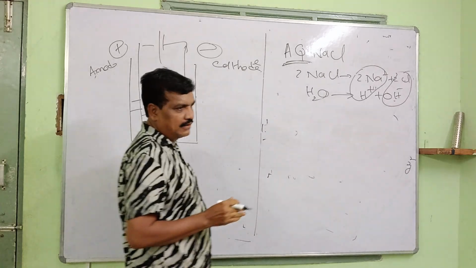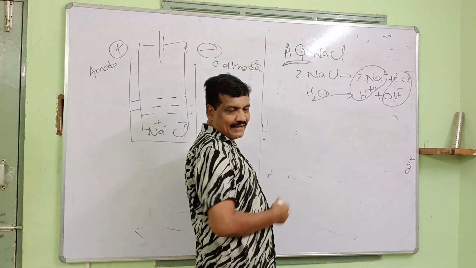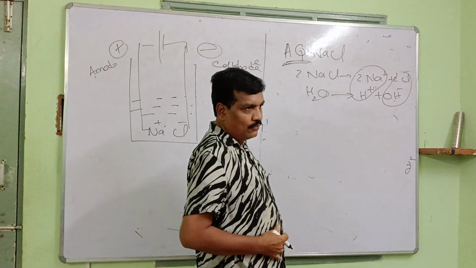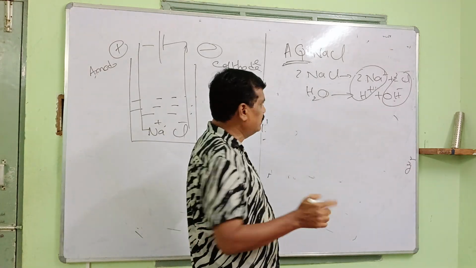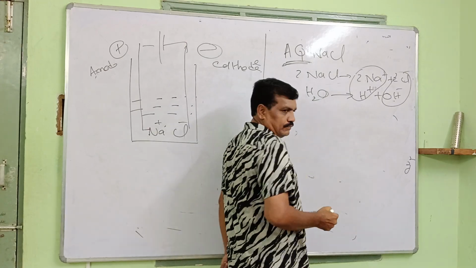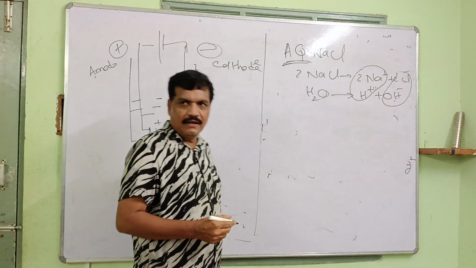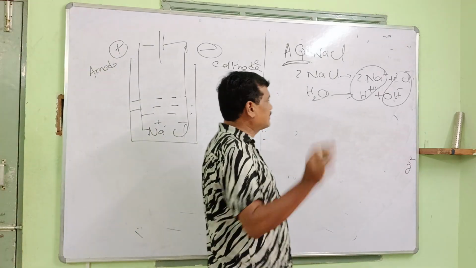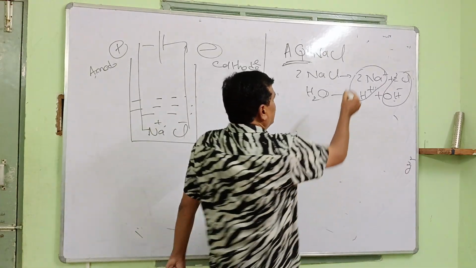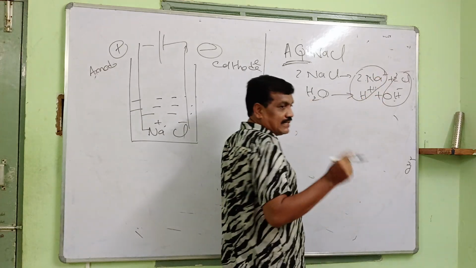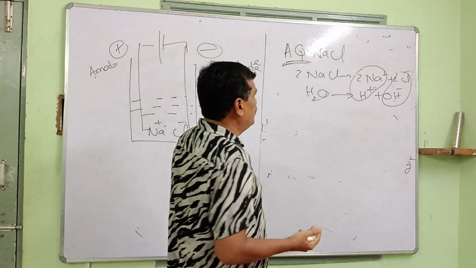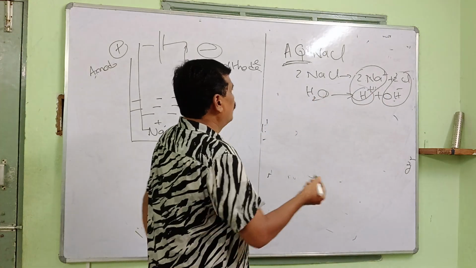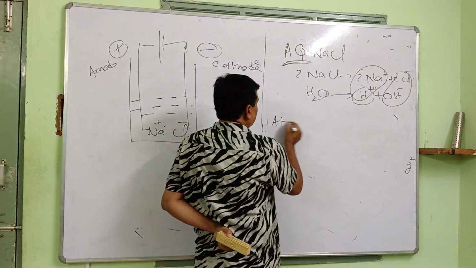Here a simple trick is there. All first A group, second A group, and some of the d-block elements are above H+. Only 4 ions are below: Cu2+, Ag+, Au3+, and Hg2+. These ions have less discharge potential as compared to hydrogen. So between Na+ and H+, which ion will be deposited? Simply we can say hydrogen will be deposited. Hydrogen gas is evolved. What is the reaction at the cathode?